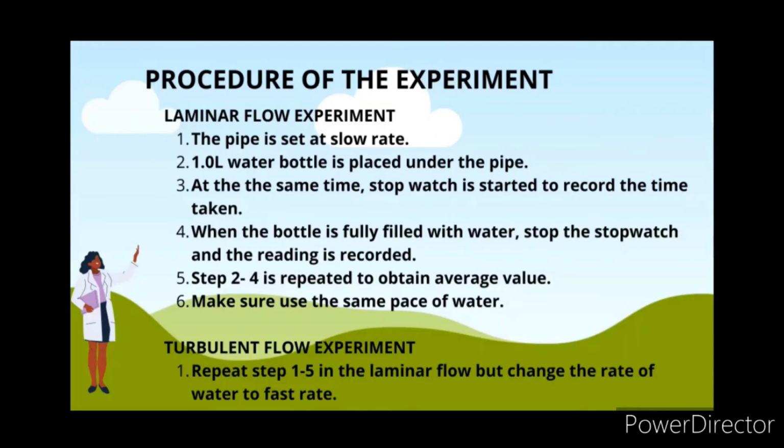For the laminar flow experiment, the pipe is set at a slow rate, and then a 1 liter water bottle is placed under the pipe. At the same time, the stopwatch is started to record the time taken. When the bottle is fully filled with water, stop the stopwatch and the reading is recorded. Steps 2 until 4 are repeated to obtain the average value of time taken. And then make sure to use the same pace of water on the laminar flow experiment.